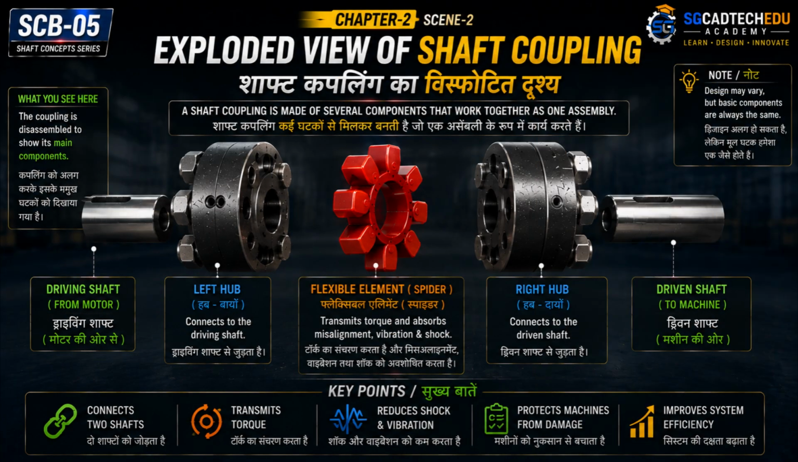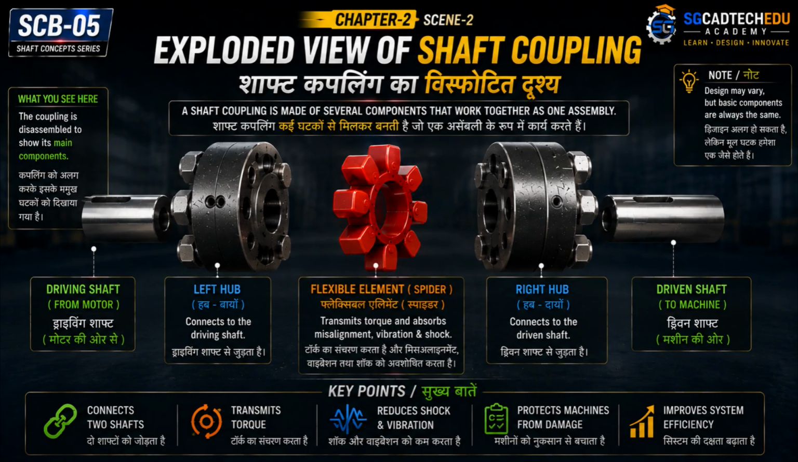To understand any mechanical assembly, engineers often begin with an exploded view. An exploded view separates all the individual components while maintaining their correct positions. This makes it easier to identify each part and understand how they fit together during assembly. Here, you can see the major components of a typical flexible shaft coupling.